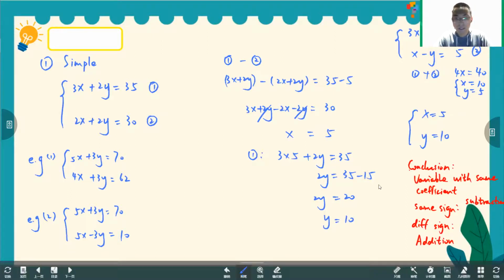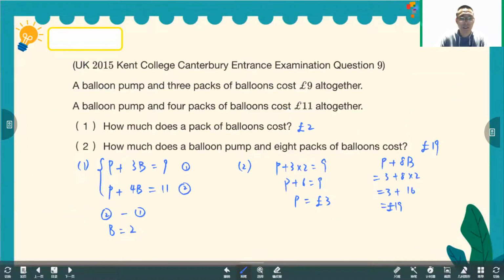So the conclusion is for variable with the same coefficients. In this case, plus 2y and plus 2y. If it is the same sign before it, so plus, plus, or minus, minus, then we will do subtraction between the 2 equations. If the sign in front of it is different, say plus 2y and minus 2y, or minus 2y plus 2y, then what we do between equation number 1 and equation number 2 is addition. Okay, let's move on quickly.